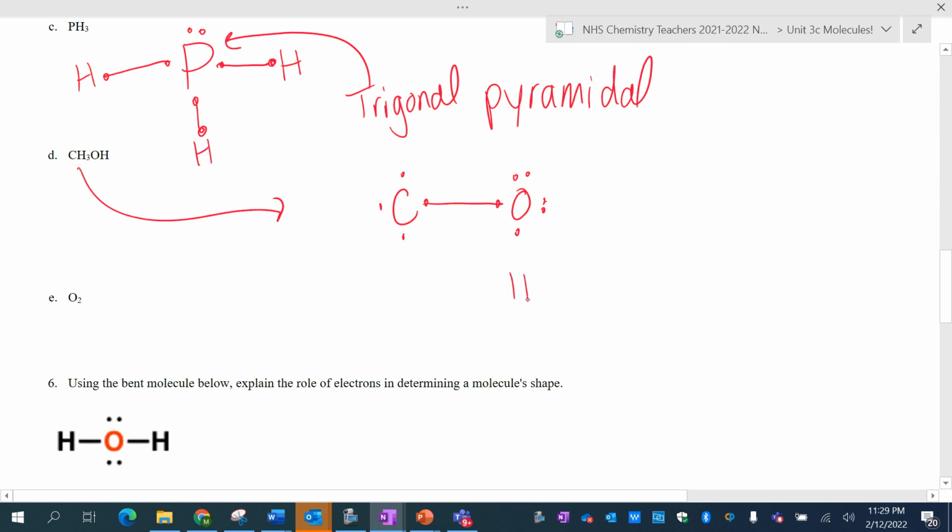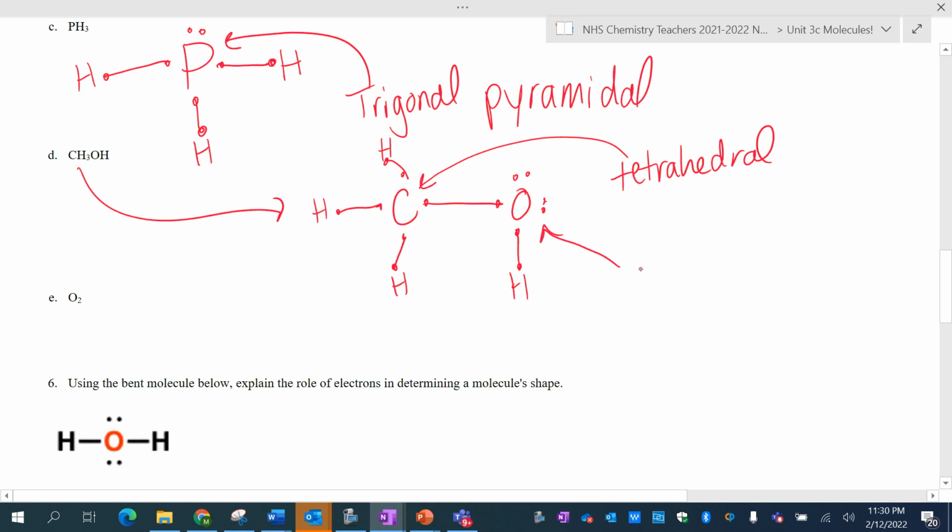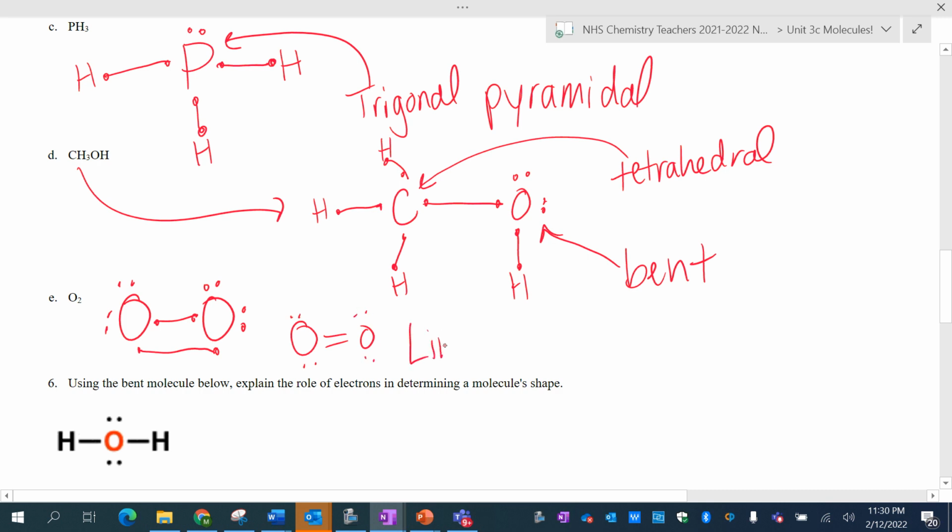Boom. And then we've got 4 hydrogens. So this one is tetrahedral. It's got 4 things around it. And this one has 2 things and 2 lone pairs. So it's bent. Last, we've got oxygen. Boom, boom. So if I'm redrawing that nice and neat, this would just be linear.